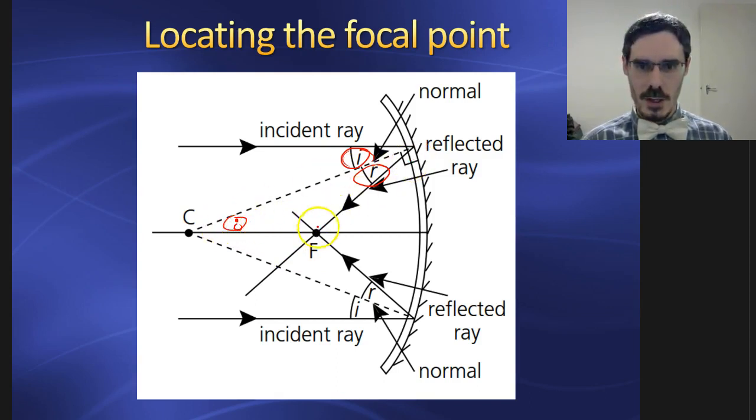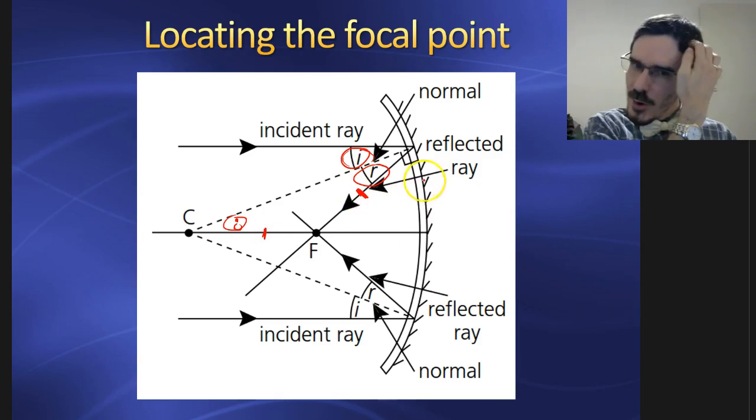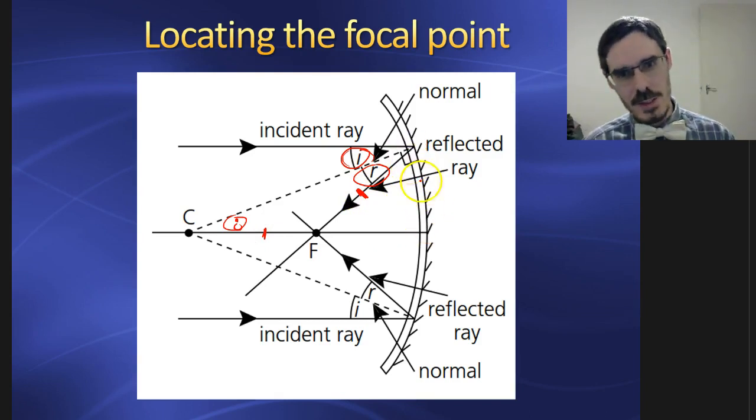Now look at this triangle here. I've got two angles the same, which means it's isosceles. So this length is the same as that length. Now, provided I don't go too far away from the centre, and that's the key, provided I don't go too far from the principal axis, this length here is pretty much the same as that length there.